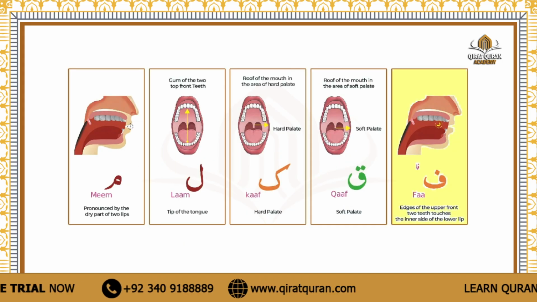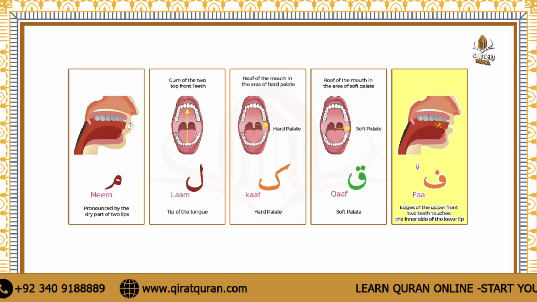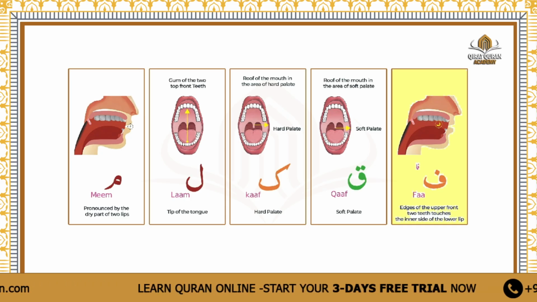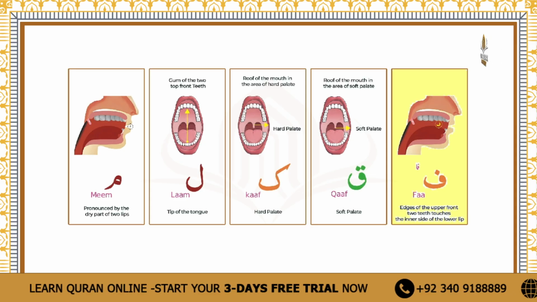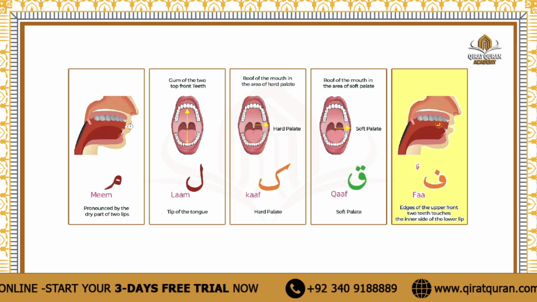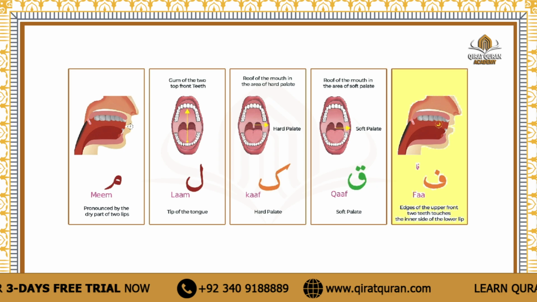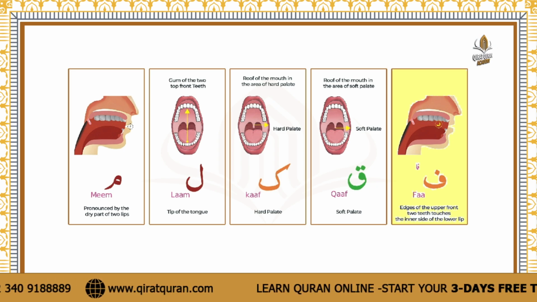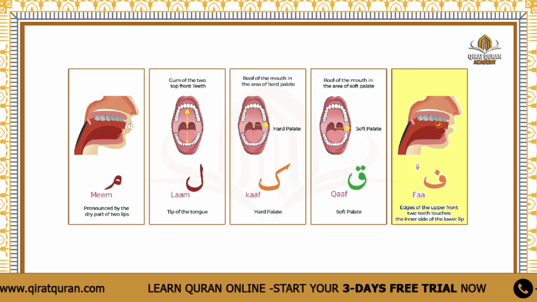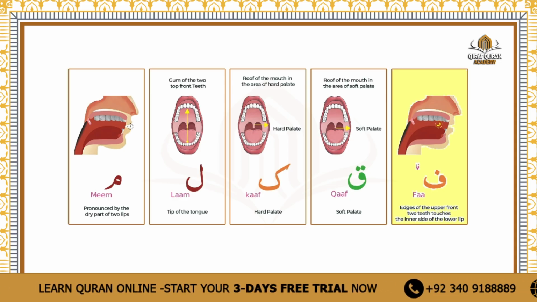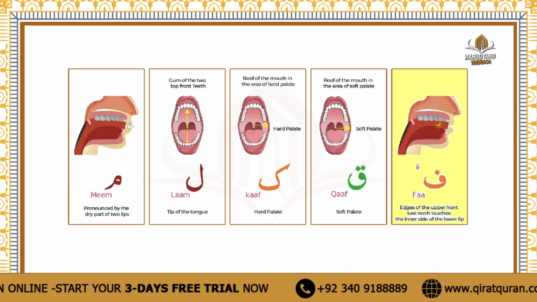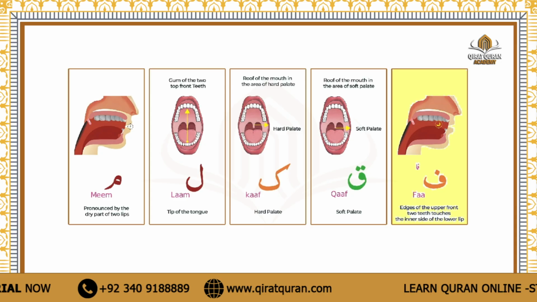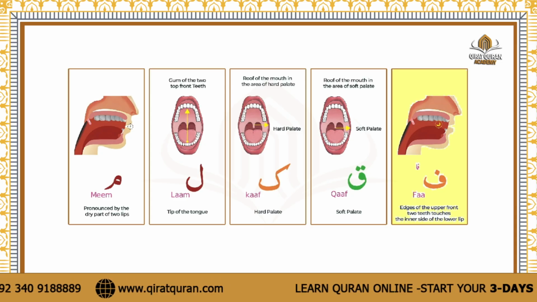The origin of this letter is, look here, the edges of the upper front 2 teeth touch the inner side of the lower lip. This is the lower lip, and these are the edges of 2 upper front teeth. So these 2 upper front teeth will touch the inner side of the lower lip. Fa, fa. So this is the origin of letter Fa.